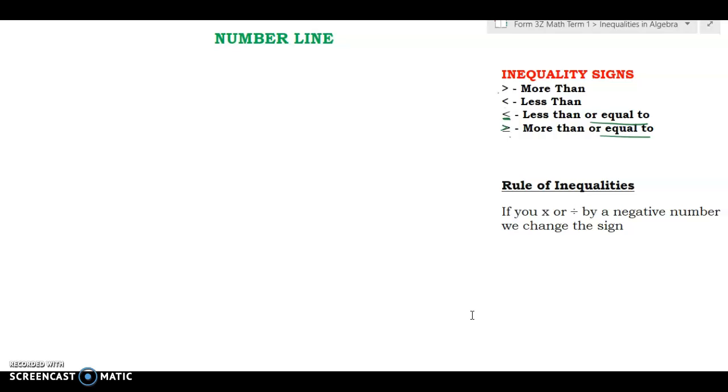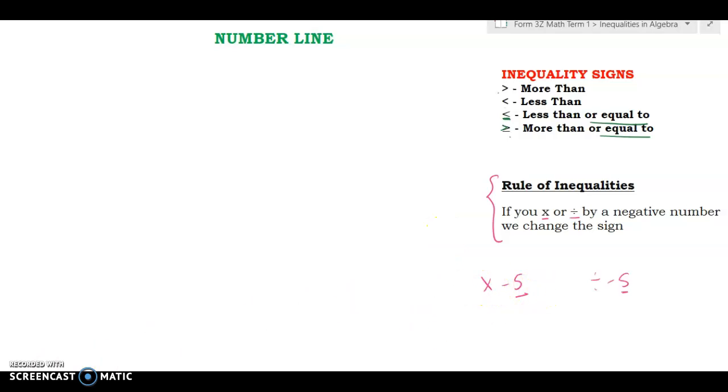Now to cover the more complex questions, I need to start with the rule of inequalities. And it says if you multiply or divide by a negative number, we change the sign. So that simply means if we are multiplying by say negative 5, we will change the sign. If we divide by negative 5, we change the sign. Now of course it doesn't have to be 5 in each case, right? It could be any value.